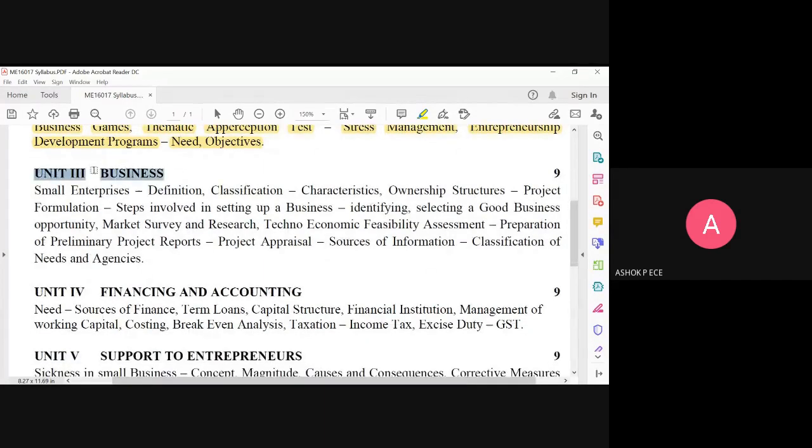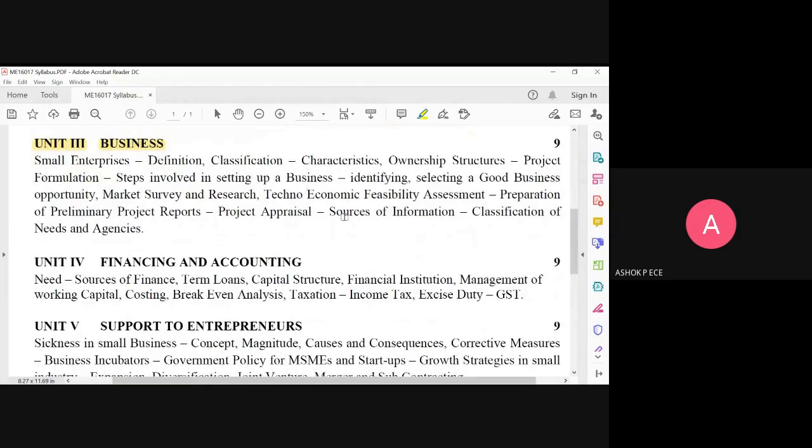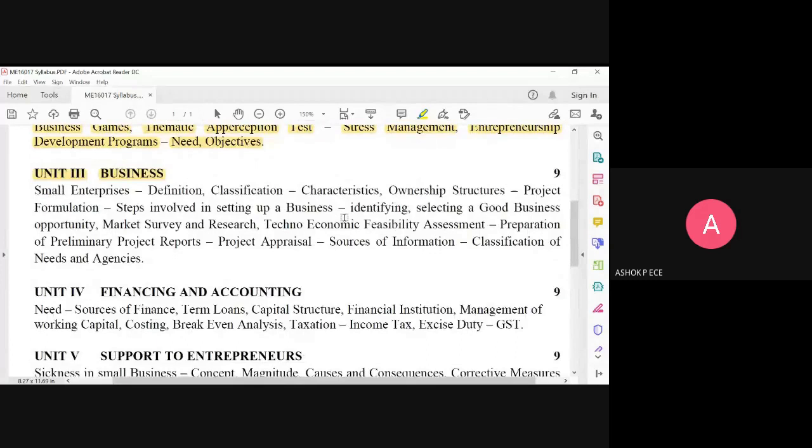The third one is business. Unit three is going to be about business. We are going to see what different types of business can be started by an entrepreneur. You have many government organizations helping you in starting up this business. We are going to see small enterprises. What is the definition of a small enterprise? What is the classification? What is the ownership structure? What is the hierarchy of your leadership?